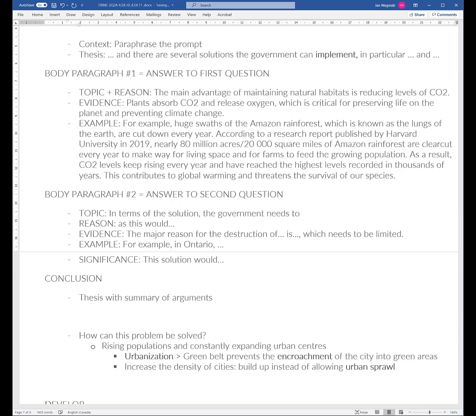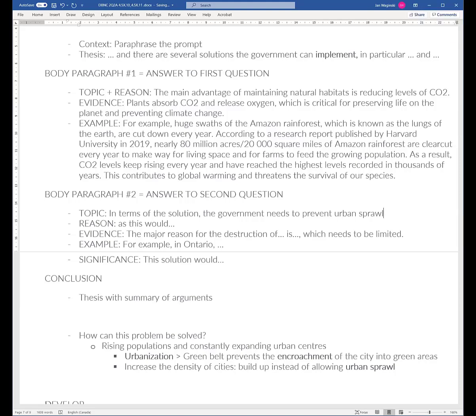The government need to encourage. Can you use a stronger word like just prevent? Yeah, need to prevent. The government need to prevent the encroachment of the city. So we'll call it urban sprawl, because that's the key solution, just preventing urban sprawl, and that basically solves the problem, right?